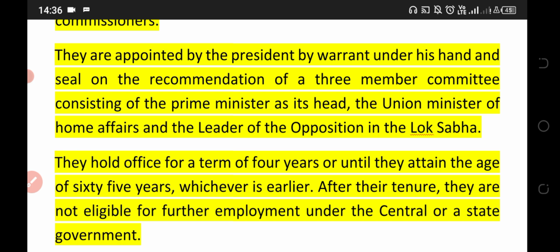They hold office for a term of 4 years or until they attain the age of 65 years, whichever is earlier. After their tenure, they are not eligible for further employment under the central or the state government.